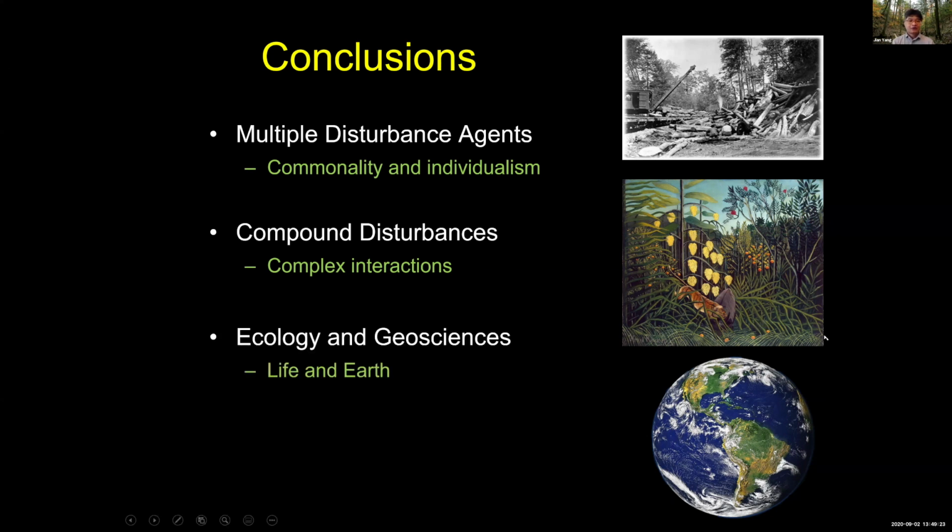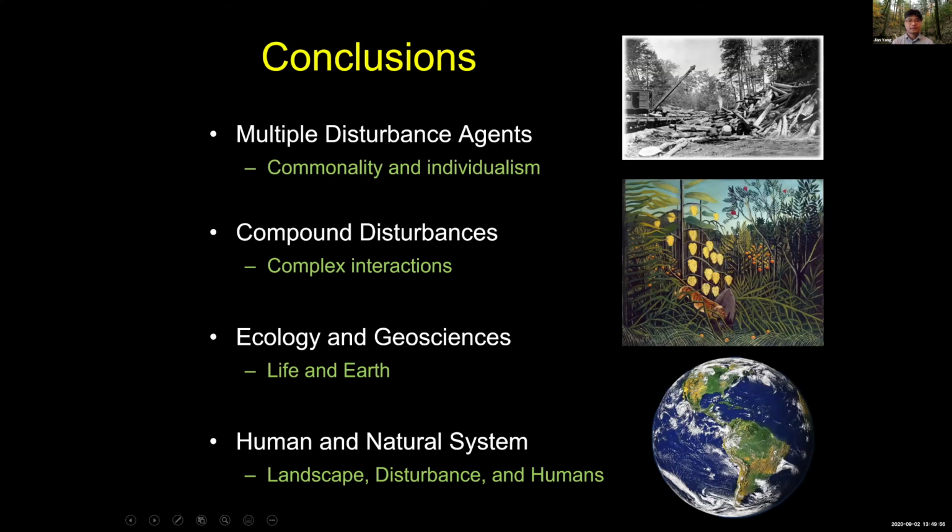And I would argue that we need to focus on the marriage between ecology and geoscience. Ecology is really to look at the organism response to the environment, and geoscience is to have a different angle on land surface processes. We need to look at both together, because disturbance not only affects the organisms, but also the environment, and particularly the land surface. And lastly, we need to look at disturbance from the human and natural system framework. I always think that the landscape is the central stage where the disturbance and the humans play together, and we need to look at them all together.